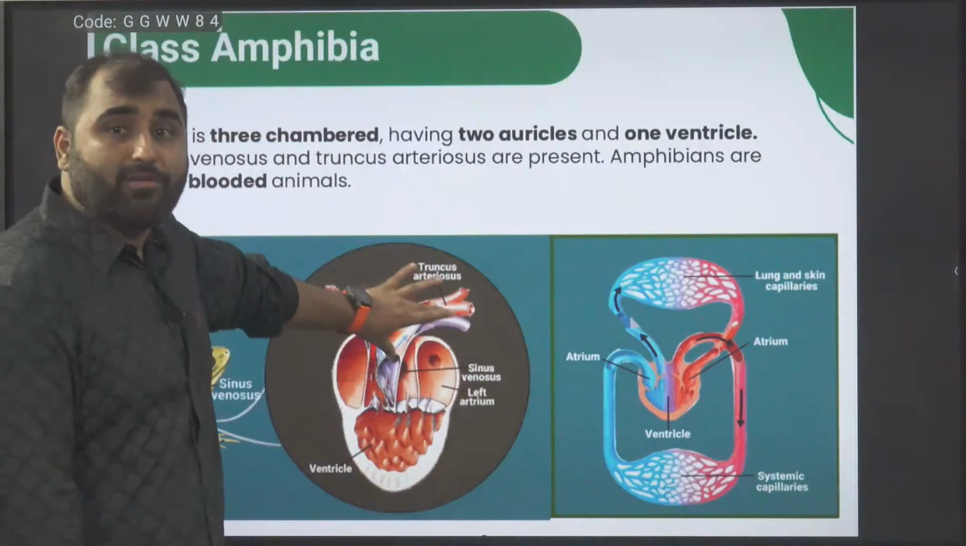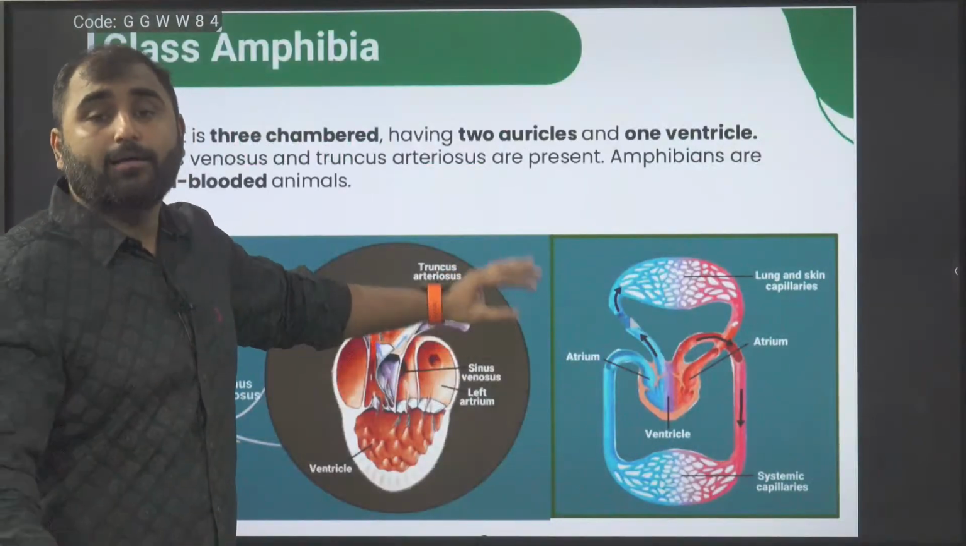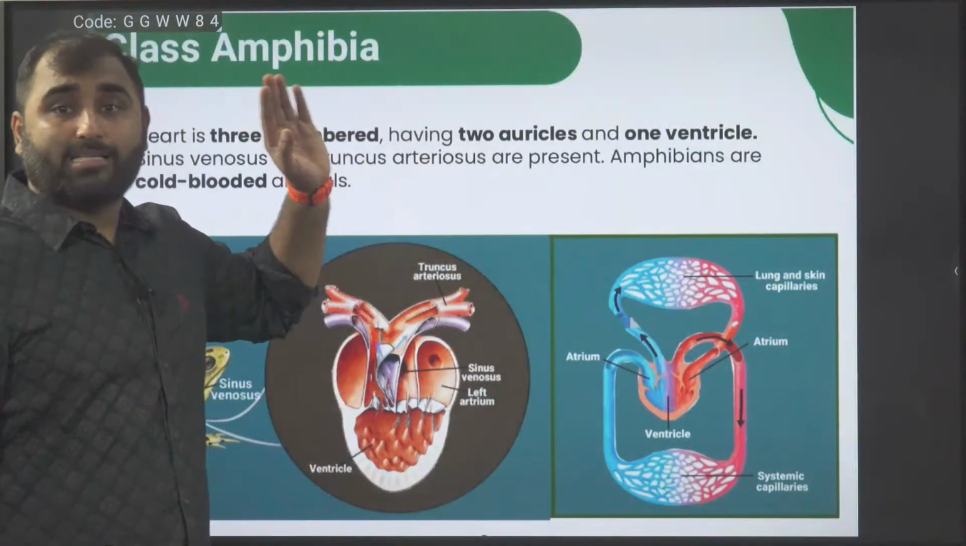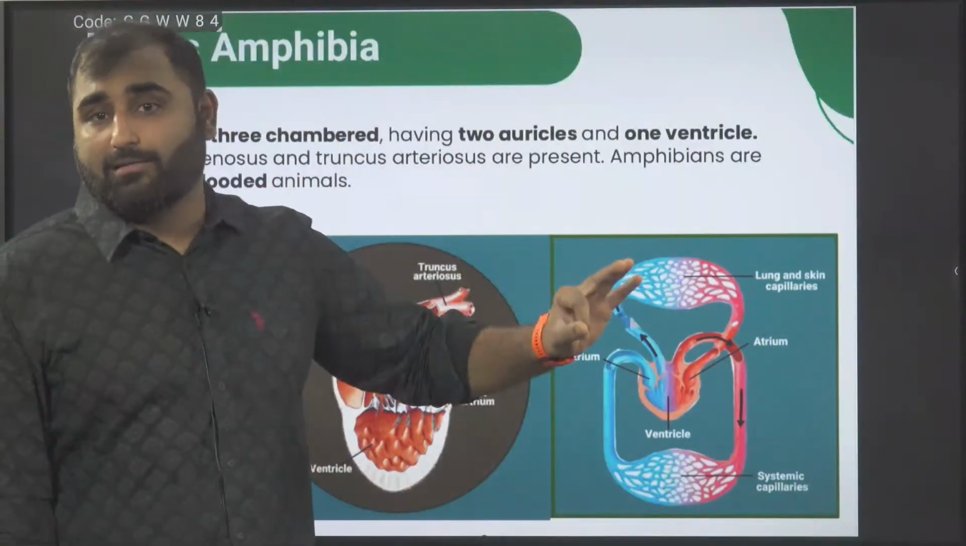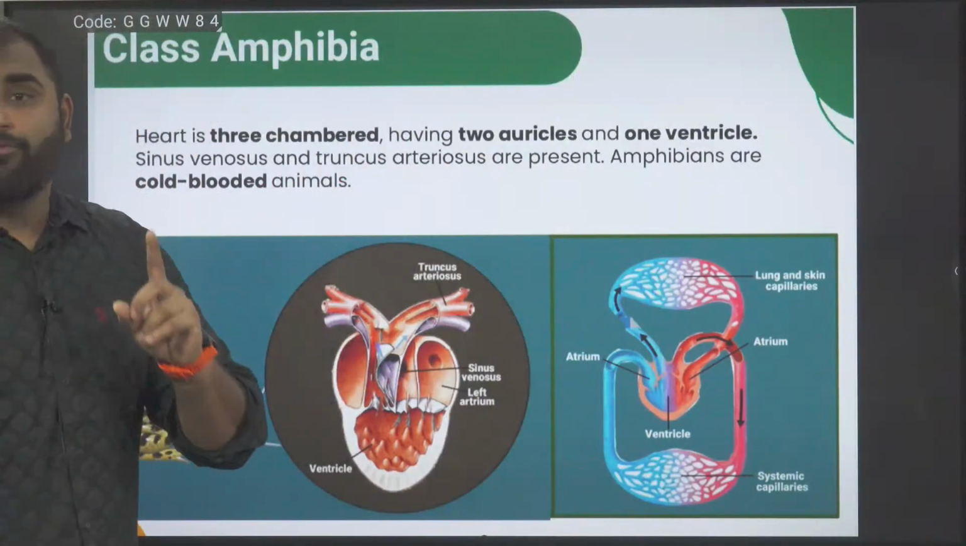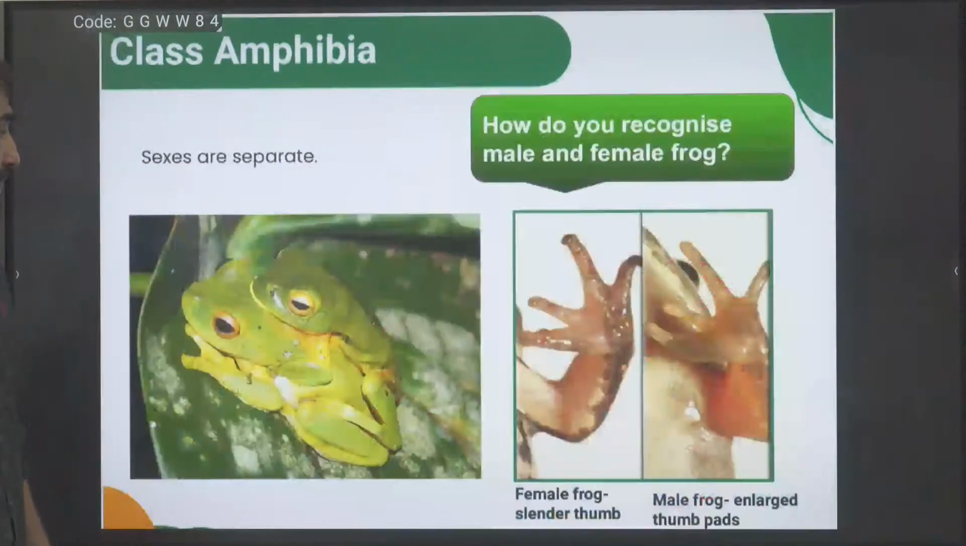Are we clear? So all amphibians and reptiles are cold-blooded. If they ask in general how many heart chambers, you will say three. In the crocodile exception, you will say four-chambered. Are we clear, everyone? Moving ahead.